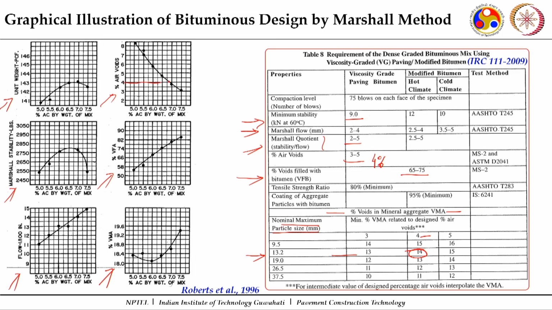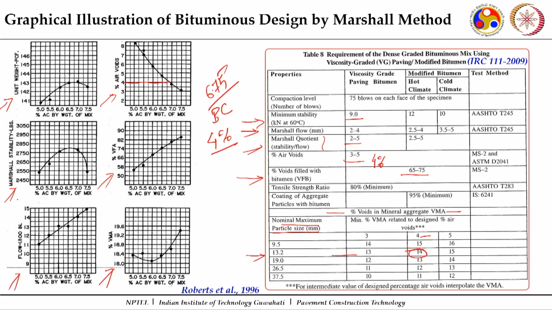So, from my plots I will see this particular one, and then I will look into it. It may be somewhere around, say, 6.75 or 6.7. Now, for that 6.7 percentage of my binder content, which corresponds to 4% of air void content, I will look for the other parameters.